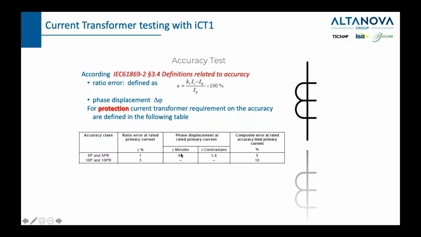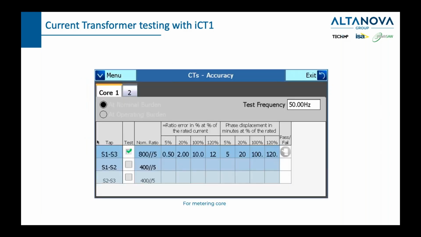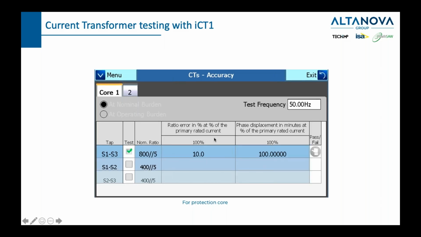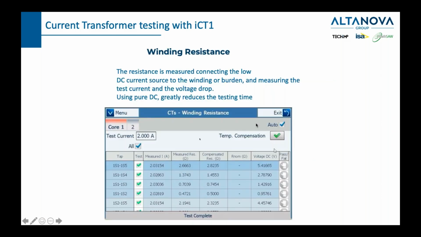And when we talk about phase displacement, it can be up to 60 minutes for the 5P. For the 10P, it is not defined. So the accuracy test is also an important test in which we measure what are the accuracies at different loads for the ratio and also for the phase displacement.